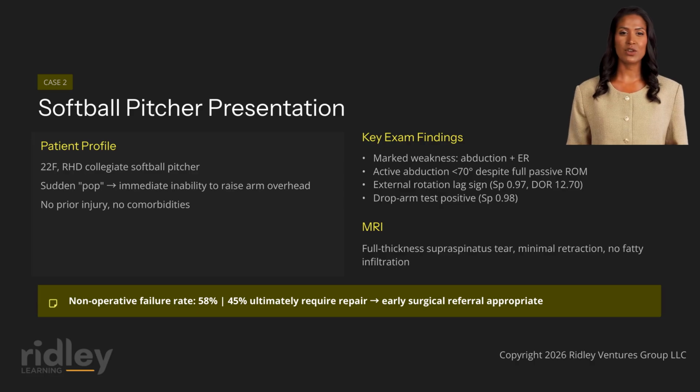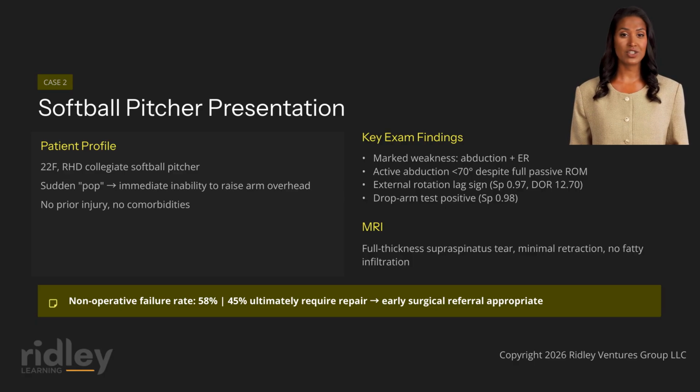Our second case involves a 22-year-old right-hand dominant female collegiate softball pitcher who presents to the athletic training room immediately after experiencing sudden, sharp right shoulder pain during a pitch. She reports hearing a pop followed by immediate inability to raise her arm overhead. She has no prior history of shoulder injury, no metabolic comorbidities, and no family history of rotator cuff disorders.